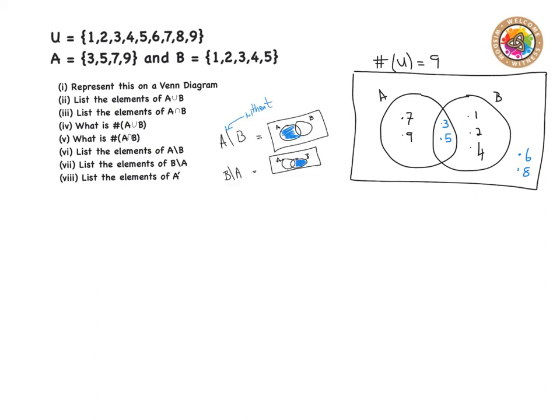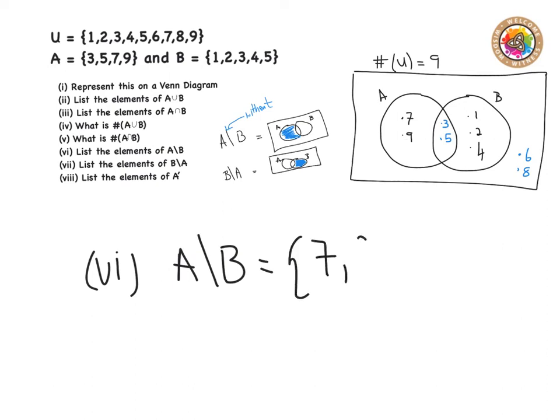Okay, and so we'll look and we'll see, well, what is A without B? So part 6, here we go. A / B, or A without B. Well, that's just this area here, this part of A. So again, we can see there's only 2 elements. So it's the bit that's in A only. So it's 7 and 9.